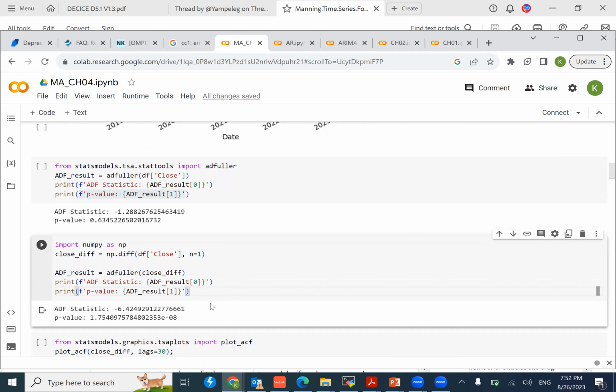Usually, if you differentiate, there is a chance that it becomes stationary. For example, here I am differentiating this time series with order 1, and the p value reduces hugely. It becomes almost zero here. So what most people do is always differentiate it, and when we want to predict, you integrate it back.